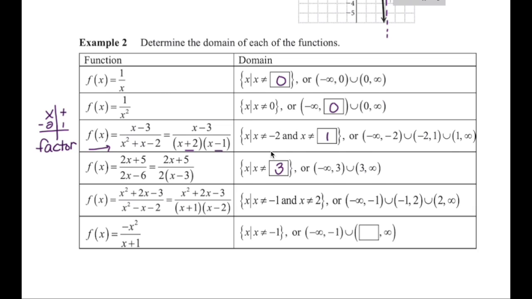Similarly, I've got a quadratic over a quadratic. I just need to factor the denominator. So what multiplies to negative 2 but yet adds to negative 1? Positive 1 and negative 2 work. When I set each one equal to 0, x cannot be negative 1 and x cannot be 2. And finally, x plus 1 in the denominator, I know that x cannot be negative 1. So written in interval notation, negative infinity to negative 1, union negative 1 to infinity.